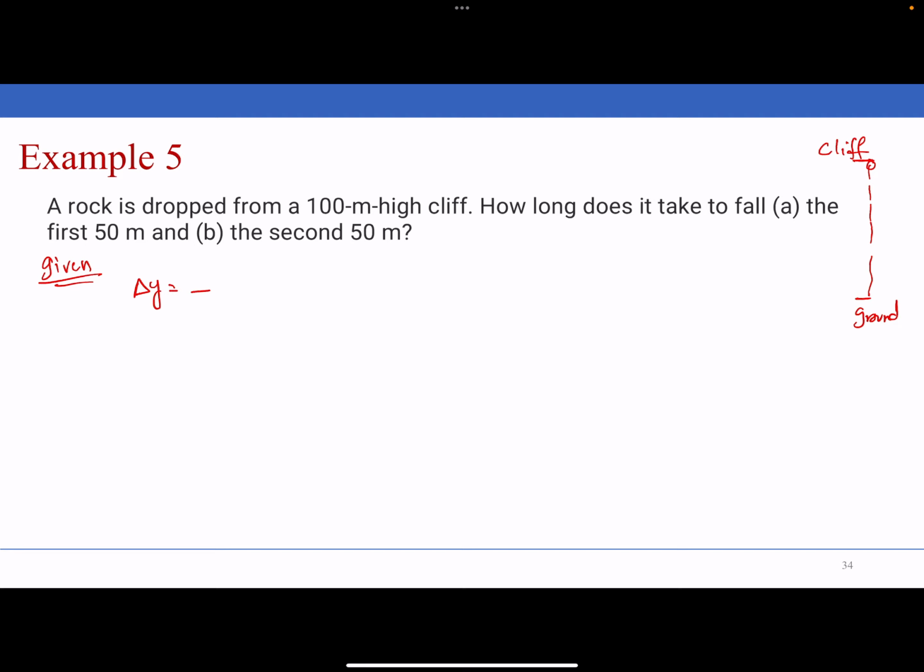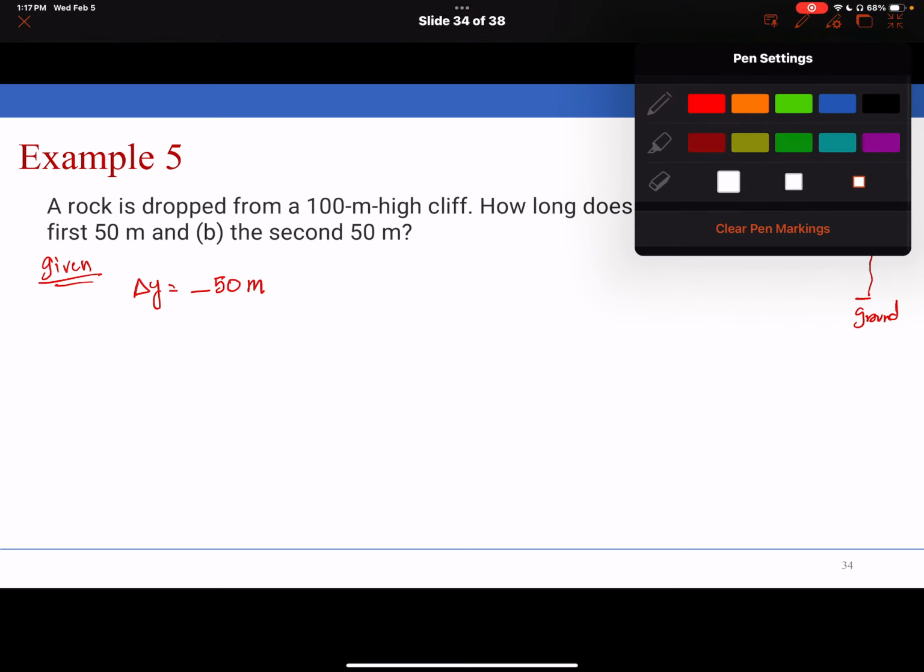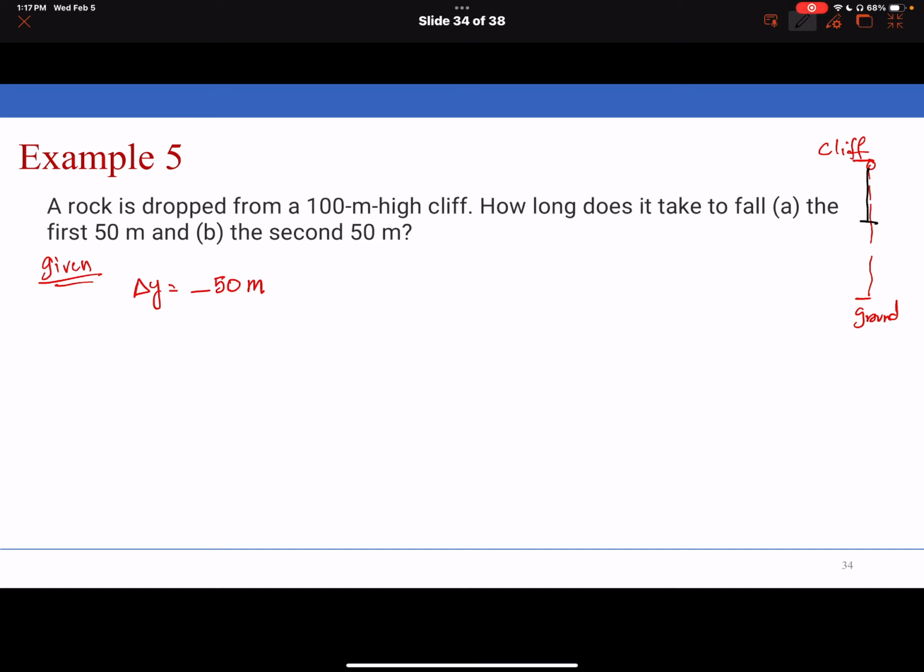But the question, let me wait until I read the question. How long does it take to fall the first 50 meters? So I'm going to use delta y to be negative 50 meters. So I'm only concerned about the first 50 meters, not the other 50 meters. So that's our delta y. The rock is dropped, it doesn't talk about initial velocity. So initial velocity is 0 meters per second.